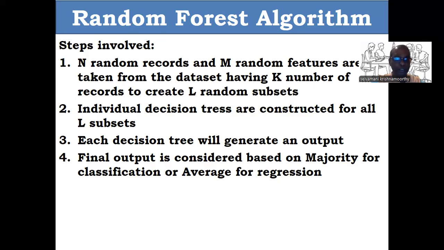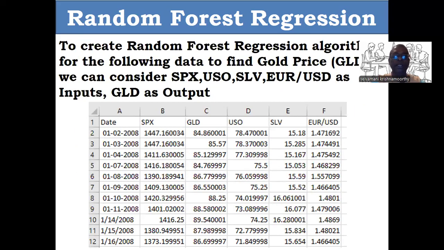After that, what will happen? Each decision tree will give an output. The final output is based on the majority output if it is a classification. The final output is considered as the average if it is a regression. If it is classification, we should go for majority. If it is regression, we should go for average. Now let us see the random forest regression model.